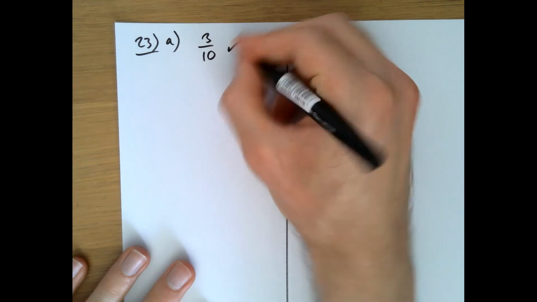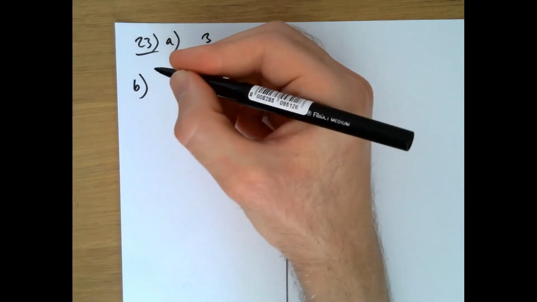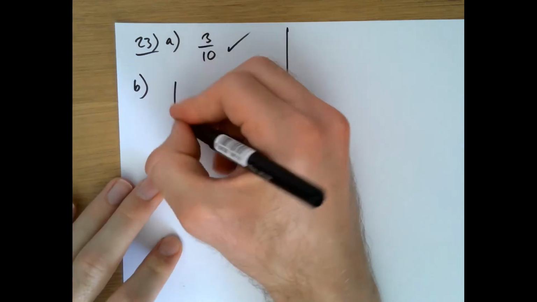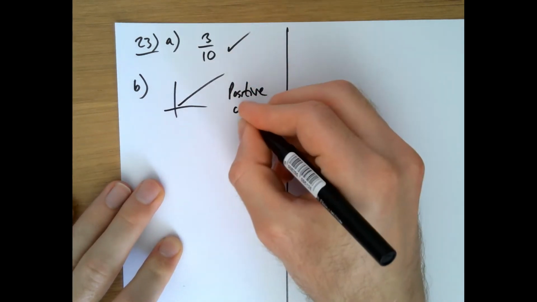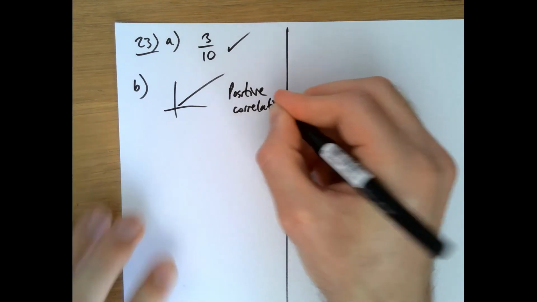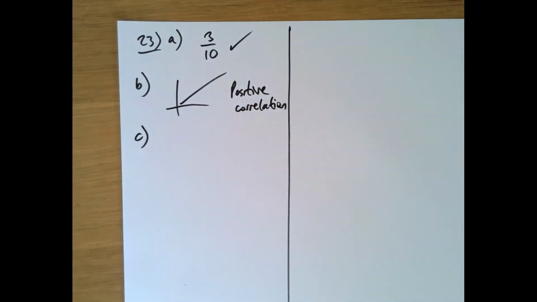Well, that's it. B, describe the correlation. Slopes upwards, so it's positive correlation. That's fairly straightforward. You just got to learn that. And then C, use a line of best fit to estimate the number of tests needed to pass by a person who has 50 lessons.